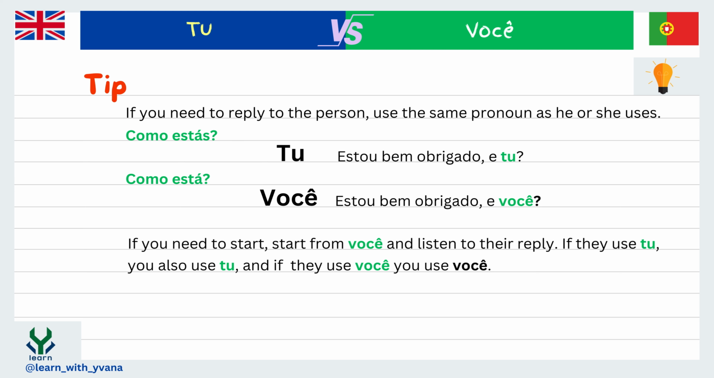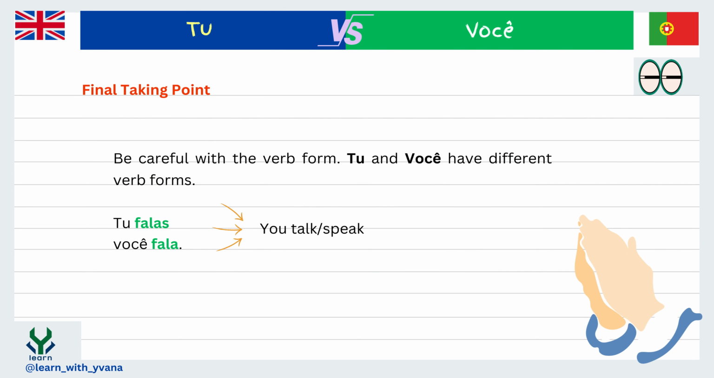If he or she asks, ¿Cómo está? Then you say, Estou bem, obrigado. E você? If you need to start first, then start with você and listen to his or her reply. If he or she uses tu, you use tu. And if você, you also use você. Take a note. Be careful with the verb form. Tu and você have different verb forms. For example, tu falas, você fala.